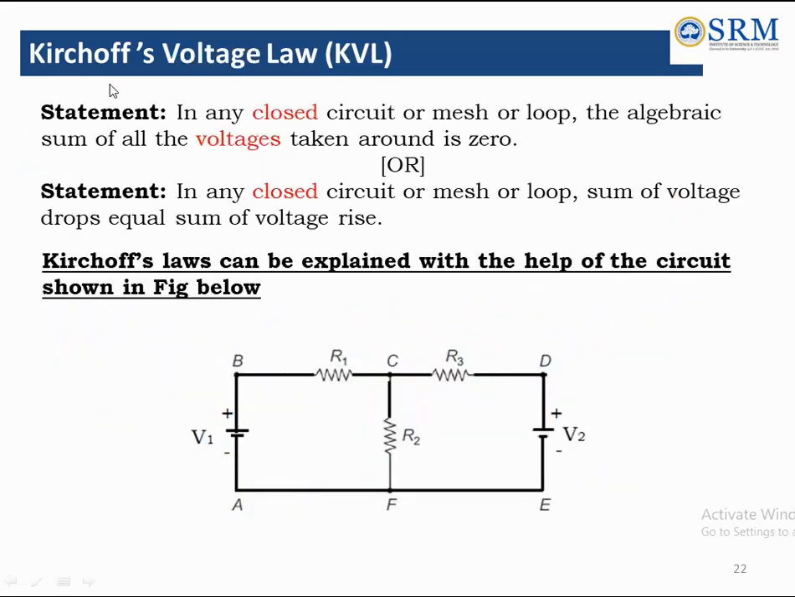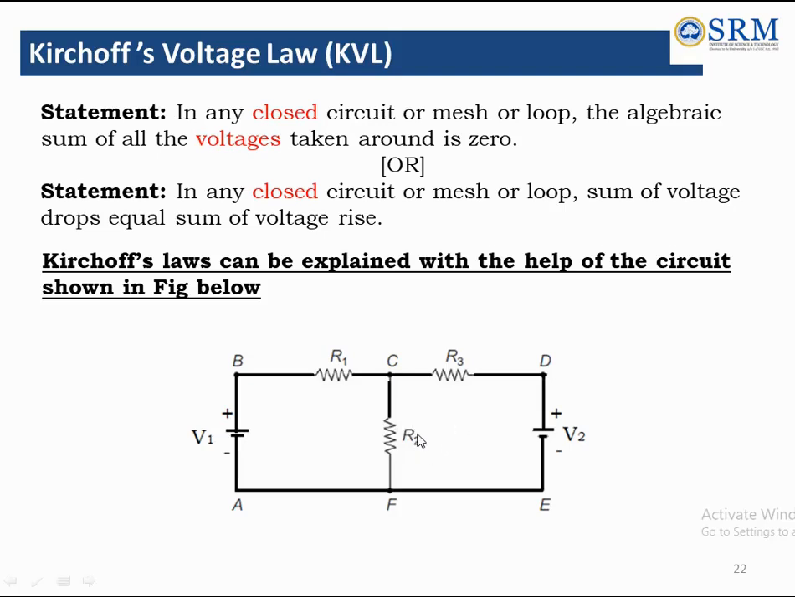Now let us see about Kirchhoff's voltage law. For this, let us consider a closed circuit where there are two voltage sources and two loops along with three resistors. This law states that in any closed circuit or a mesh or a loop, the algebraic sum of all voltages taken around is 0. Or we can say the other way, the sum of voltage drops is equal to the sum of voltage rises.